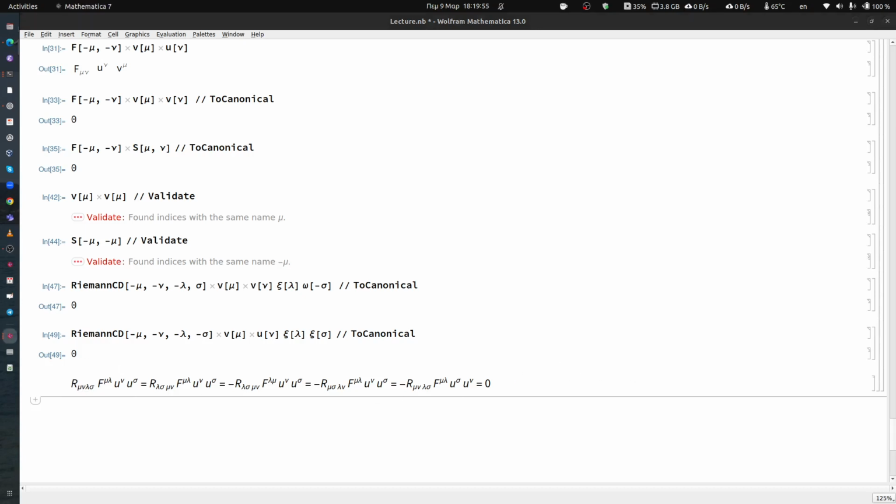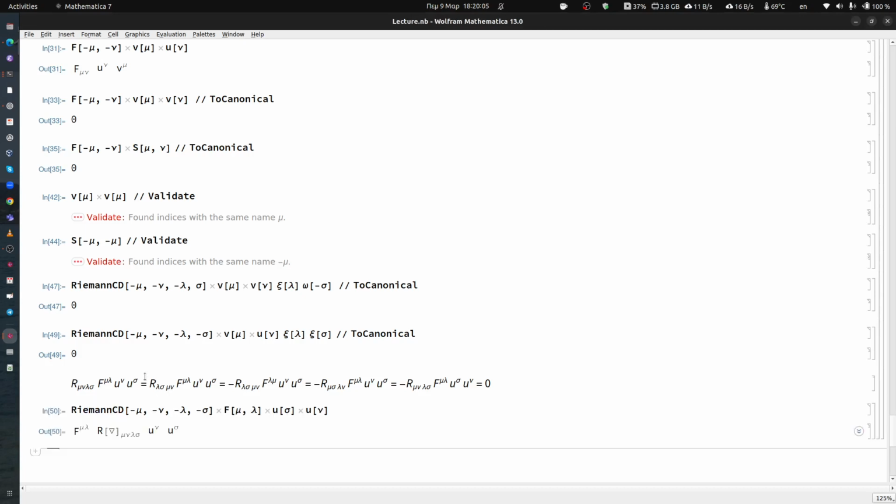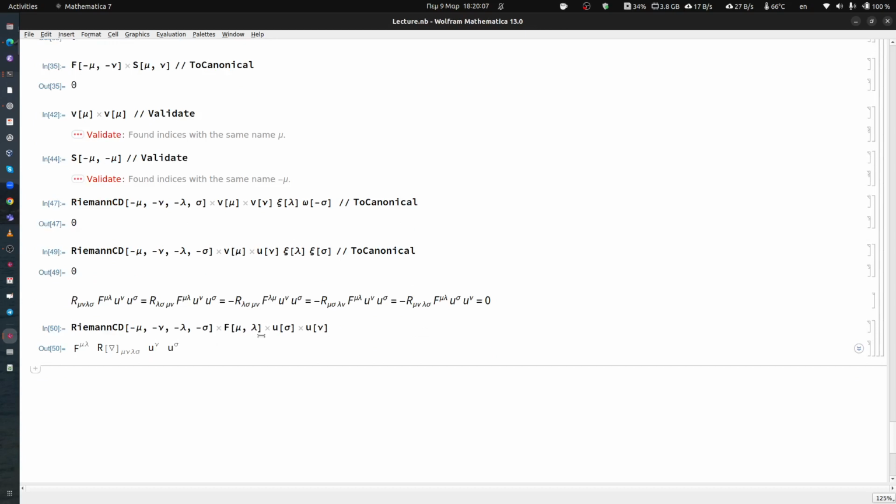So let me write down this expression. This is the result. And although you see that I have to play a little bit with the symmetries to see that the result is 0, xTensor will do it immediately when we apply the function ToCanonical.